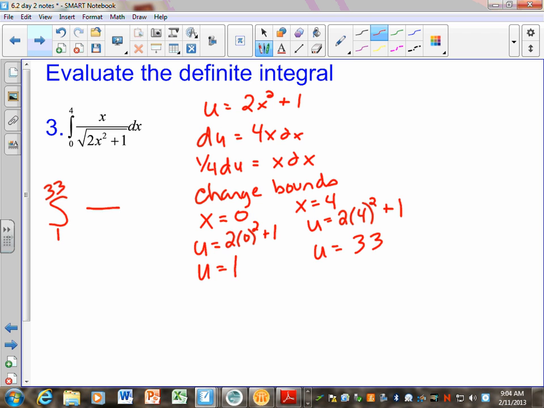What am I going to have on the bottom of that? Just the square root of u, right? U is just 2x squared plus 1. So I have the square root of u. And let's go back up here. x dx is equal to 1 fourth du. So I can replace all of that with 1 fourth du. I'm going to stick the 1 fourth out front because I don't need it. I'm going to integrate that just like I've been integrating it, but now I have those bounds there, so I have to do f of b minus f of a in the fundamental theorem of calculus.